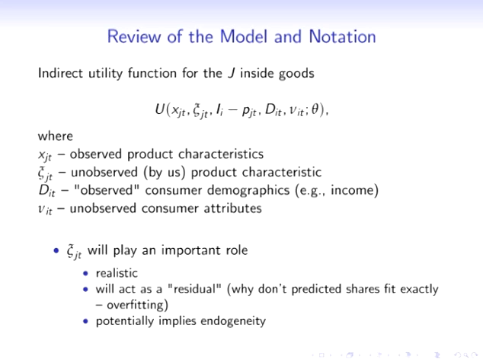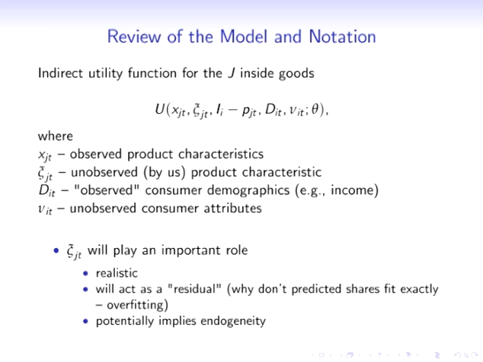Now, xijt, this unobserved characteristic, is going to play an important role. First, it's realistic because it captures the idea that there are some characteristics of the product that we do not observe. It doesn't matter how many X's we put in there, there's still something unique about the product that we really can't capture. It will act as a residual, or an econometric error term, when we go to the estimation.